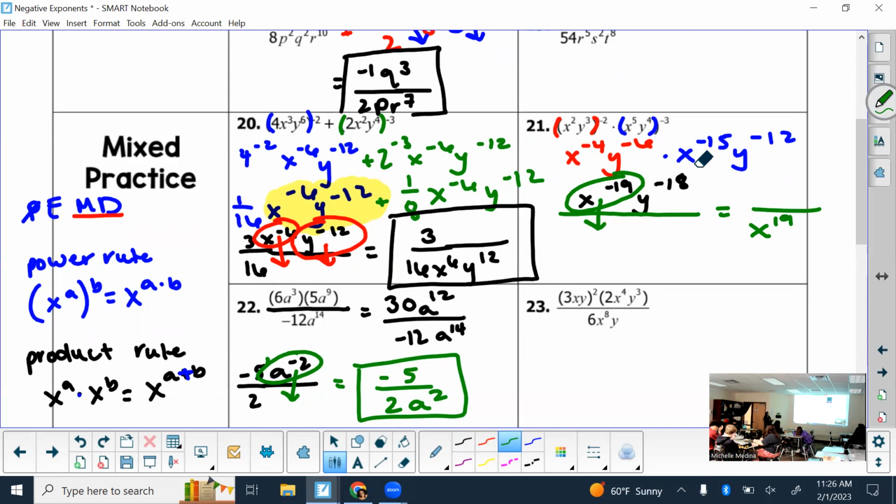And then the y, does that one need to move? All right, yes, that one moves because it has a negative exponent. So rewrite it on the bottom as positive. What do I do if there's nothing on one side of the fraction? Put a 1, that would be our basis. Not a 0, but a 1.